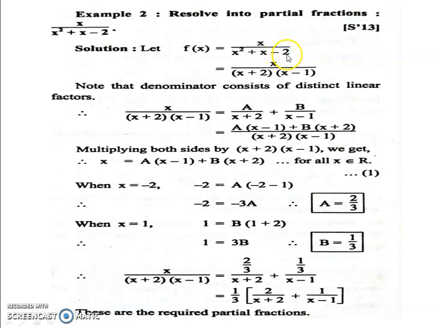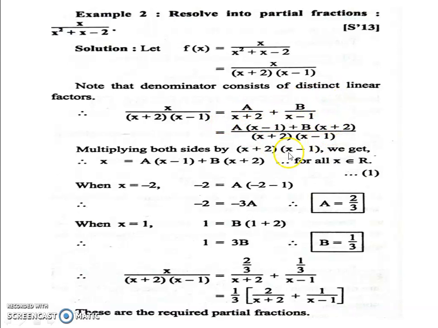Let us check. 2 ones are 2. We need plus 2 and minus 1. So we derive the factors x upon x plus 2 into x minus 1. Now note that the denominator consists of distinct linear factors. Yes, right. These two factors are distinct, meaning different. So we have to write now x upon x plus 2 into x minus 1 is equal to A upon x plus 2 plus capital B upon x minus 1.